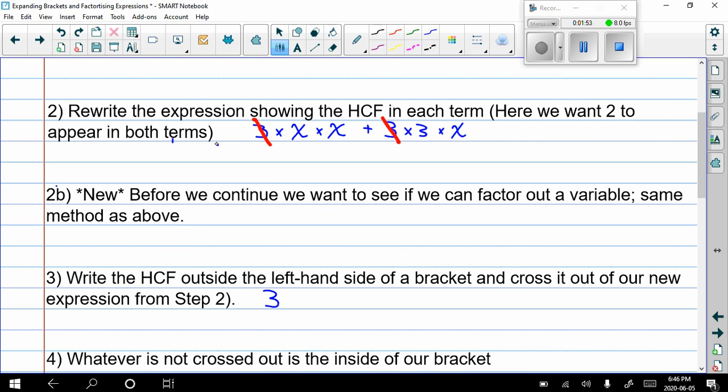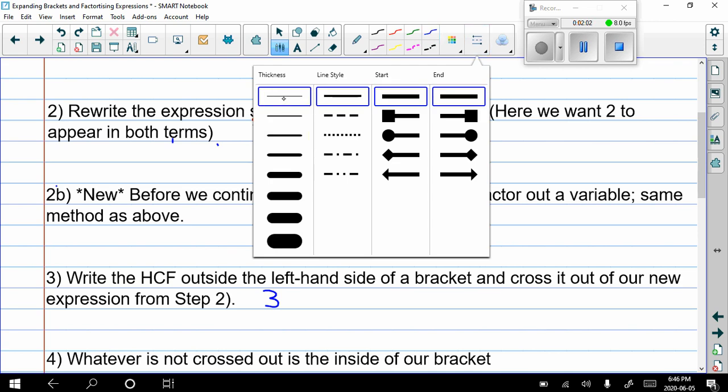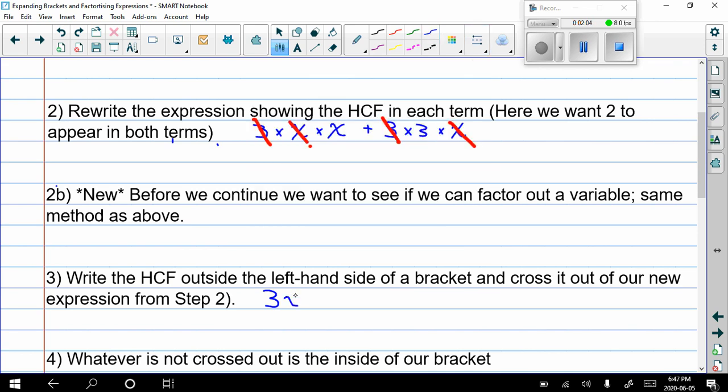So I'm going to cross out this x here and this x here. Doesn't matter what x you cross out as long as you cross out 1 on each side. But remember, if we cross it out, we have to write it at the front here. At this point, on step 4, whatever we haven't crossed out, we put it on the inside. That hasn't changed one bit, so x plus 3.